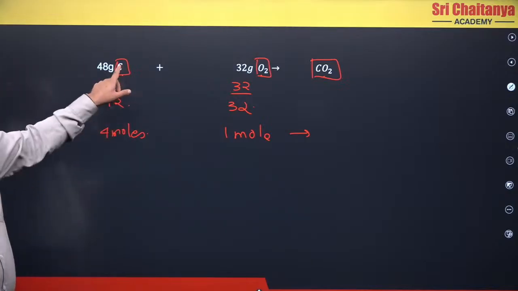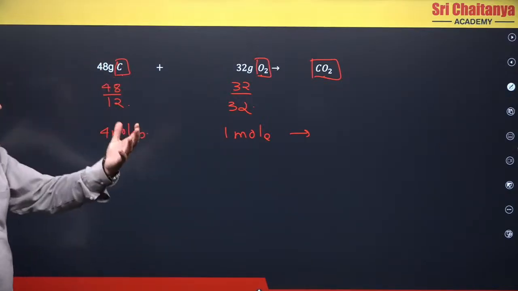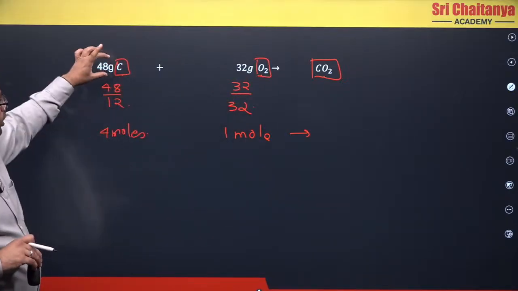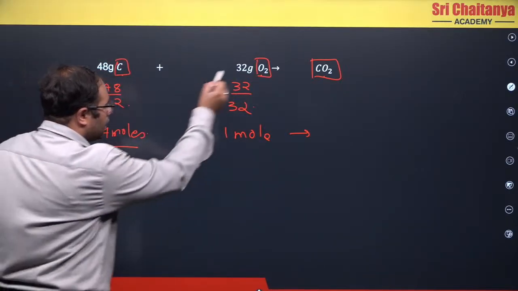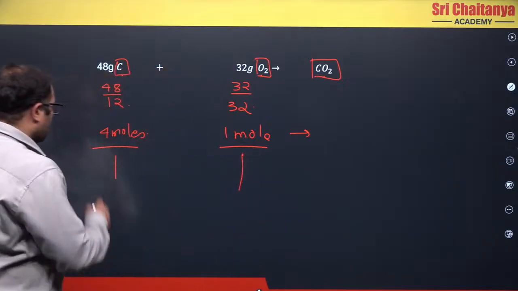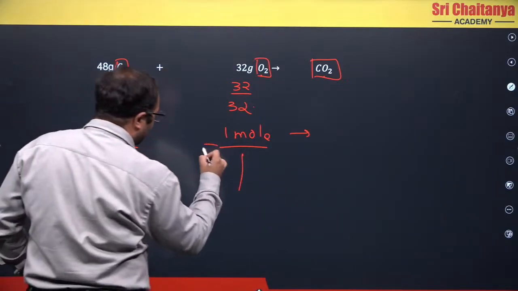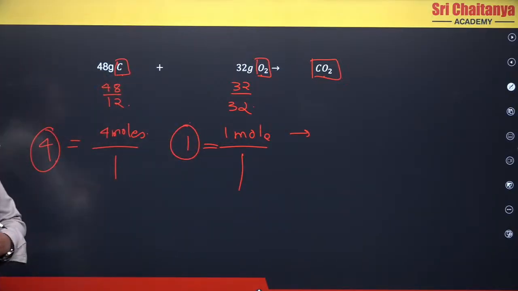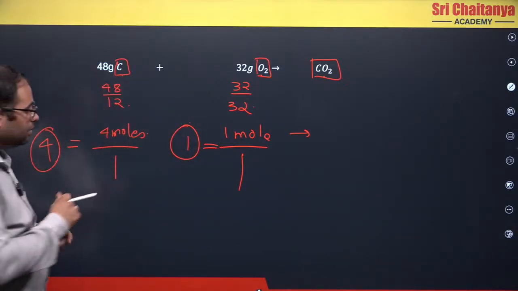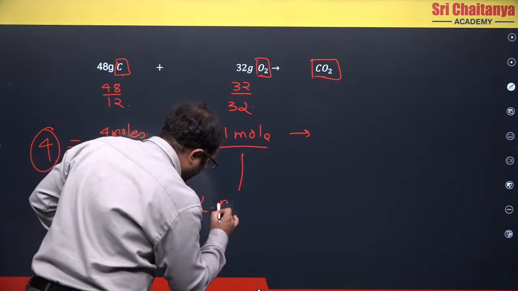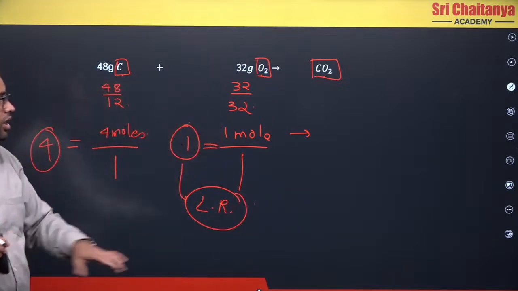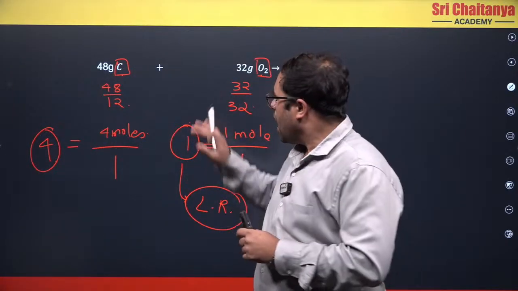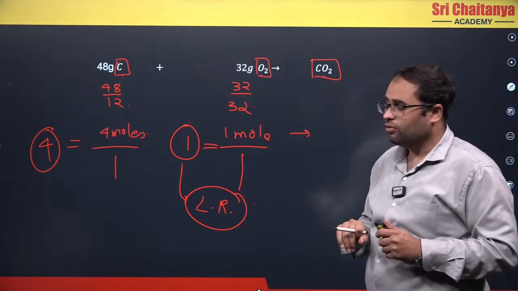Now, divide the moles by the stoichiometric coefficients of the particular species. So this stoichiometric coefficient is 1, so divided by 1. This is also 1 divided by 1. So here I'll get 4, here I'll get 1. For whatever species this number is lowest, that is the limiting reagent. This is lower, so this is your LR, this is your limiting reagent. Now this limiting reagent will decide how much carbon dioxide is formed.